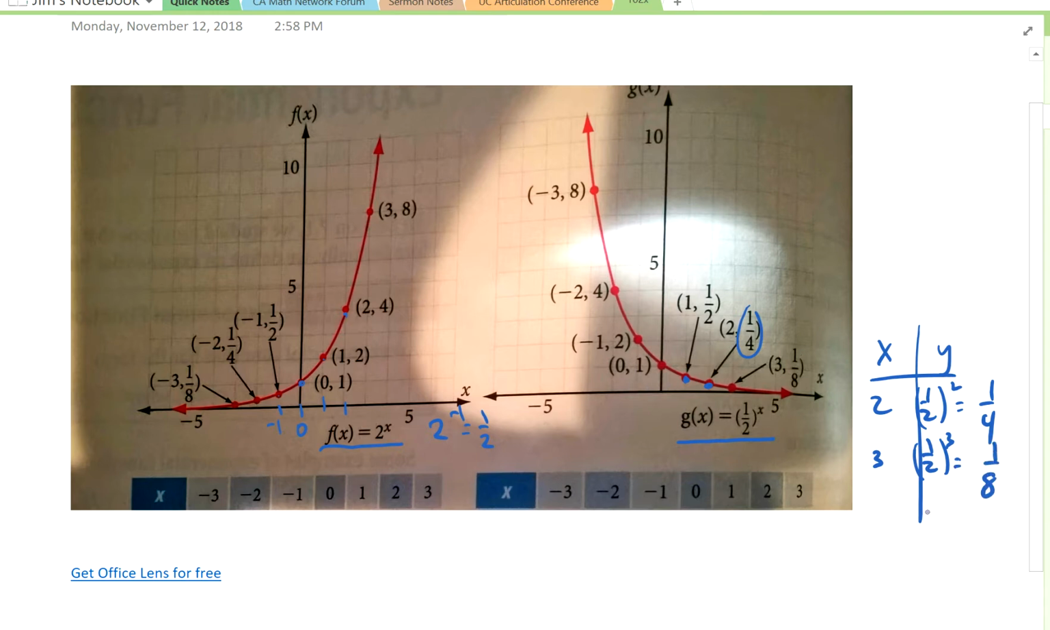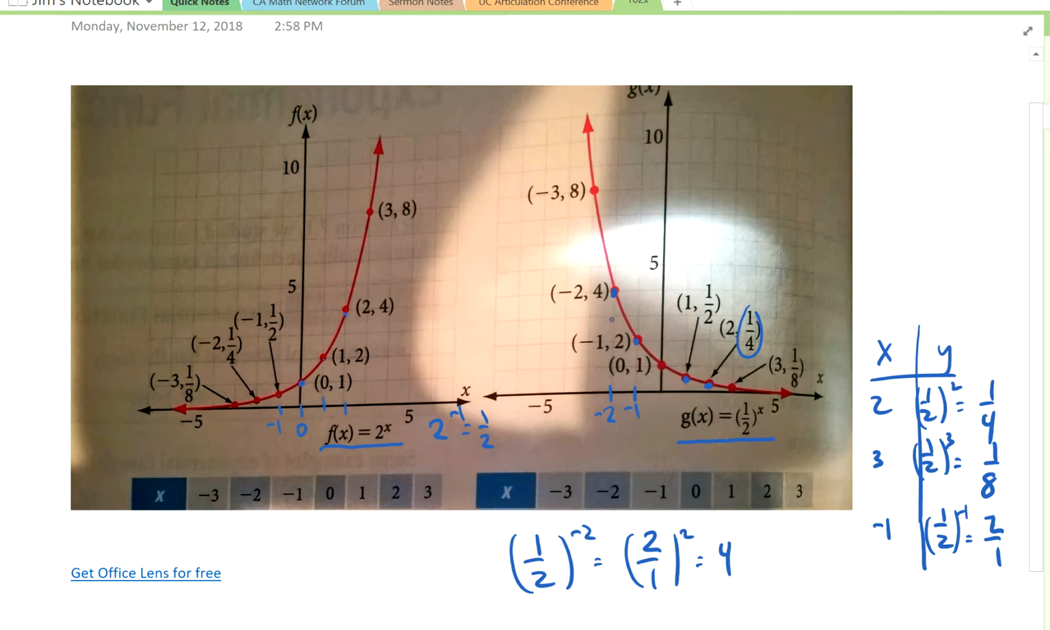Now what about the negatives? Let's plug in a -1. What's 1/2 to the -1? Well, you take the reciprocal, and that's 2/1, which is 2. What happens when it's -2? We get 1/2 to the -2nd power, take the reciprocal, and you get 4. That's why that is.